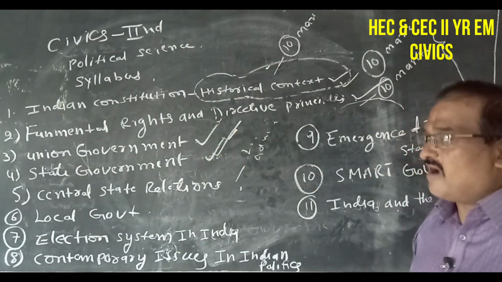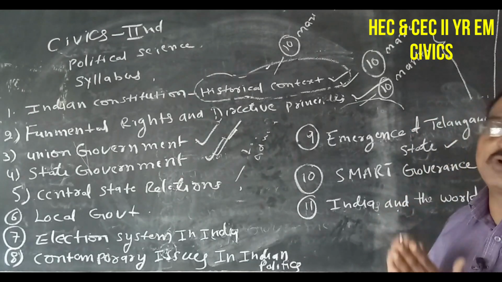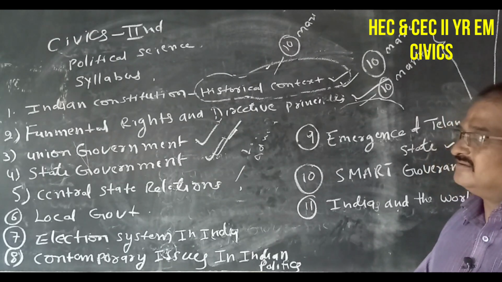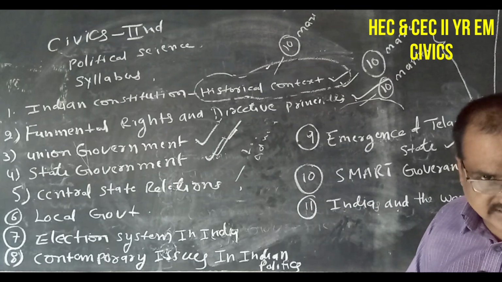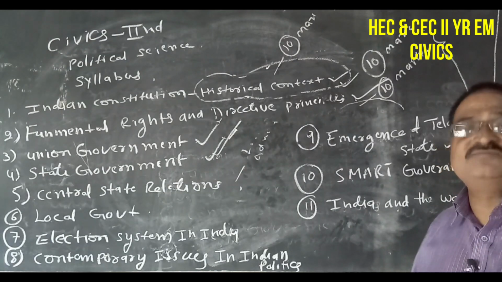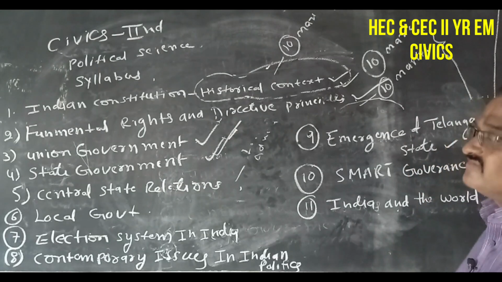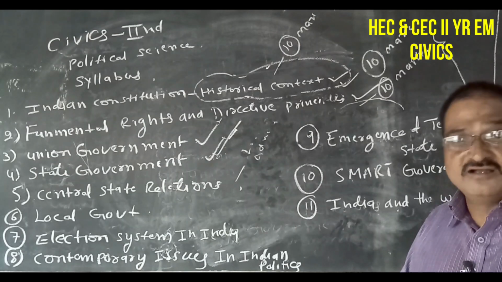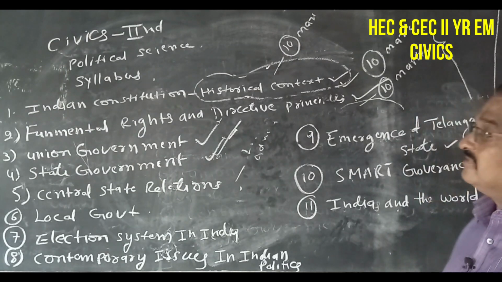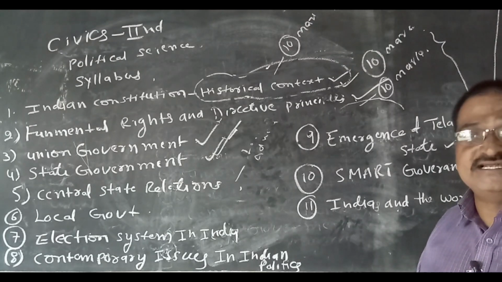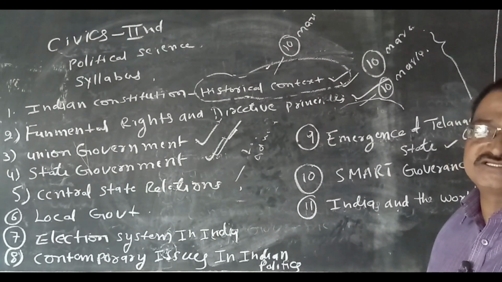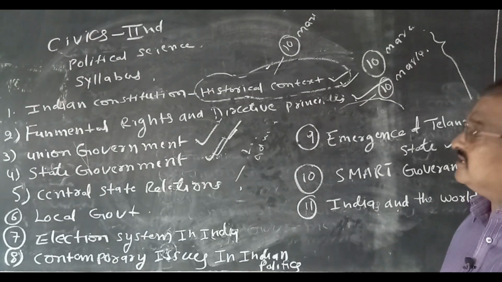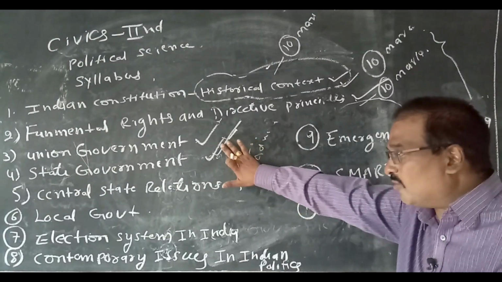And then the next, the 4th one, is state government. The state executives and their functions, the chief minister of the state and the ministers of the state, the legislative council and legislative assembly, the speaker of the state legislative assembly and the chairperson of the state legislative council. These are all in lesson number 4, state government.